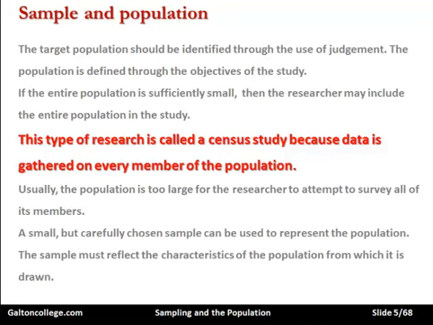The type of research is called a census study because data is gathered on every member of the population. So if the investigation is based on the entire population, it's called a census study because everyone's included. Like when the government has a census of the population, it's required that every member of the population should complete the forms and should participate. So everyone in the country is covered in a census survey.